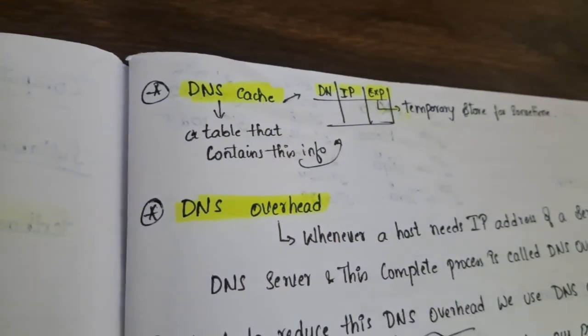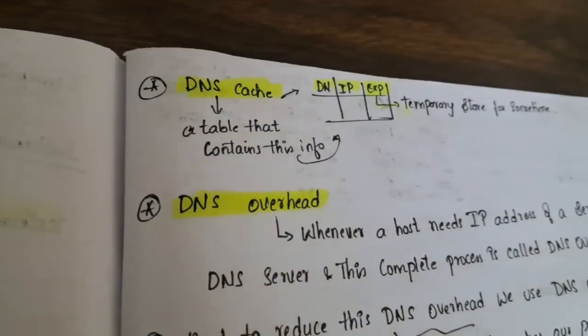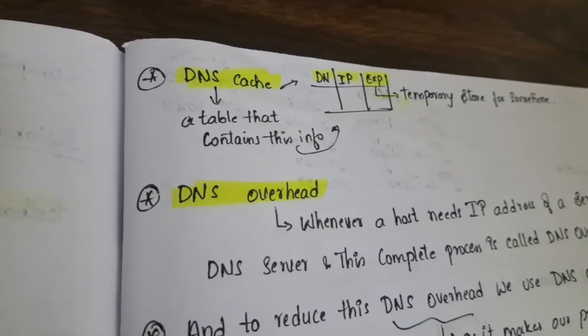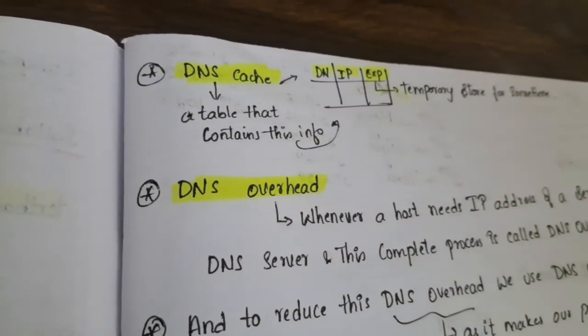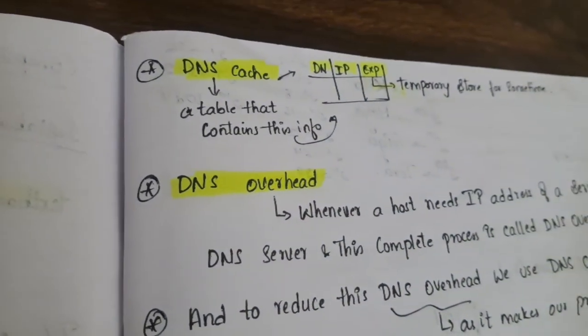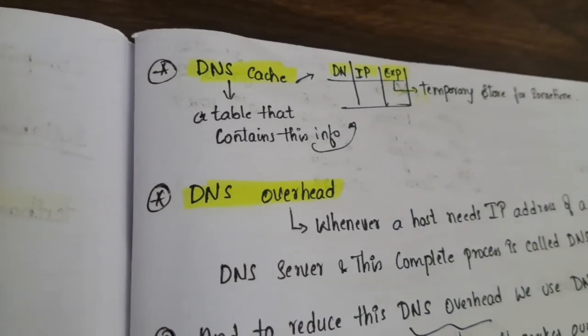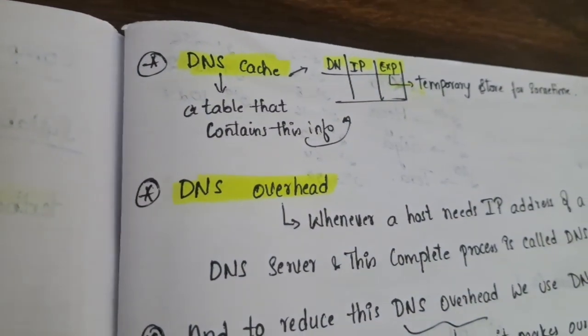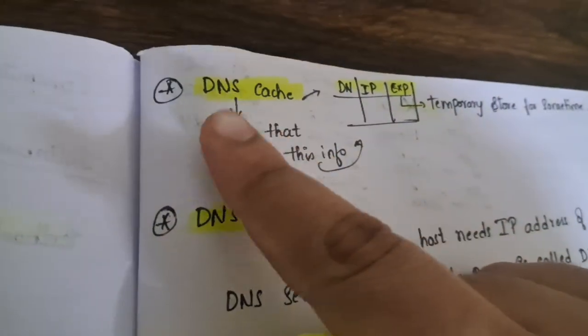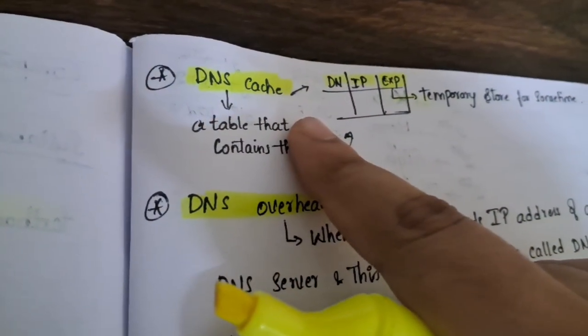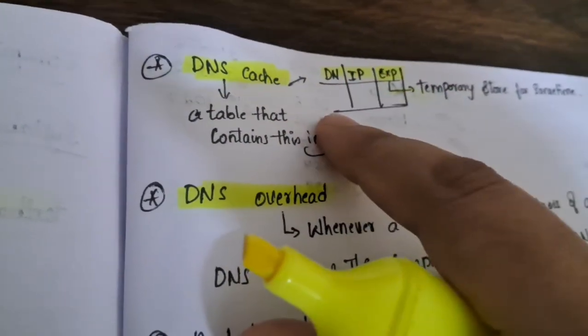Once the time is done, the complete data will be erased. Again you have to add the new data. So from this, the delay, whatever happens for that process, will be reduced. That's why DNS cache is being used, or why it's required.